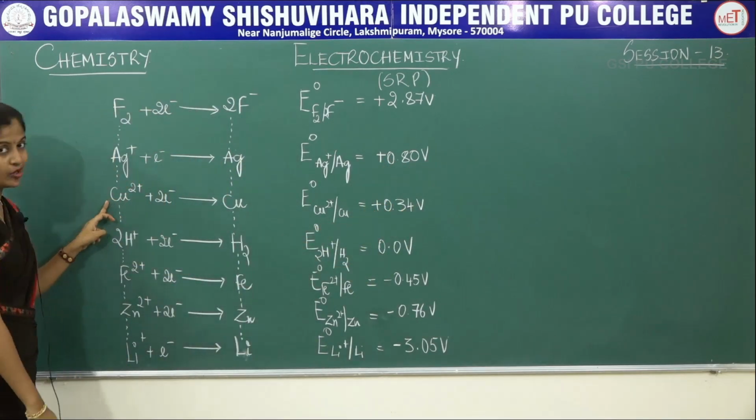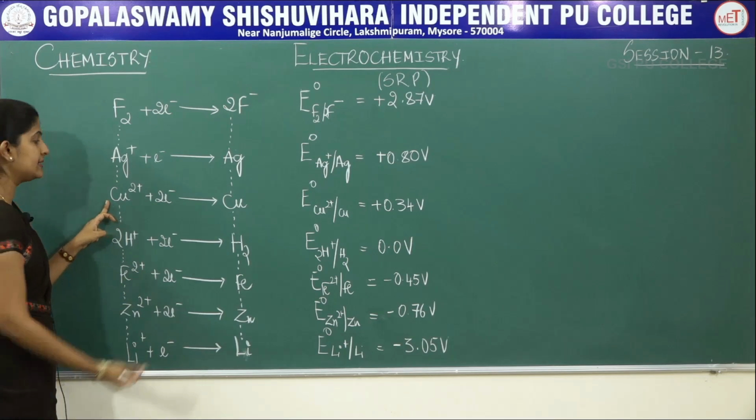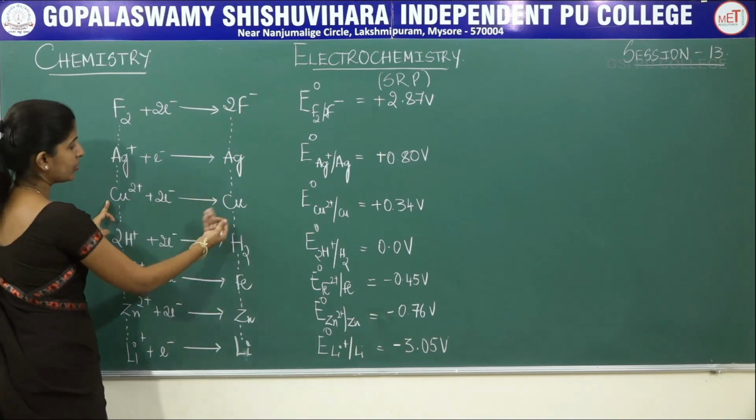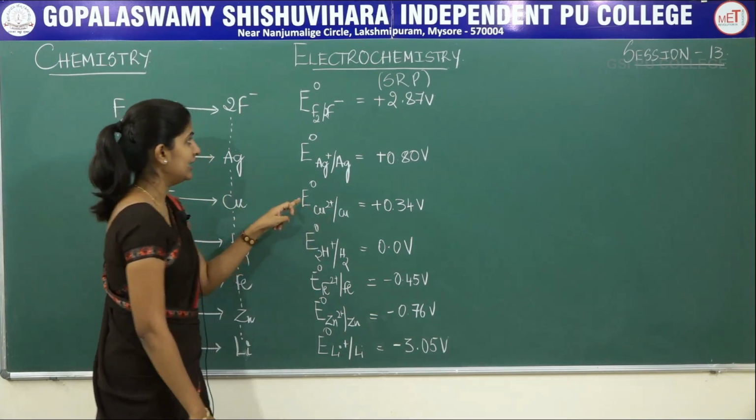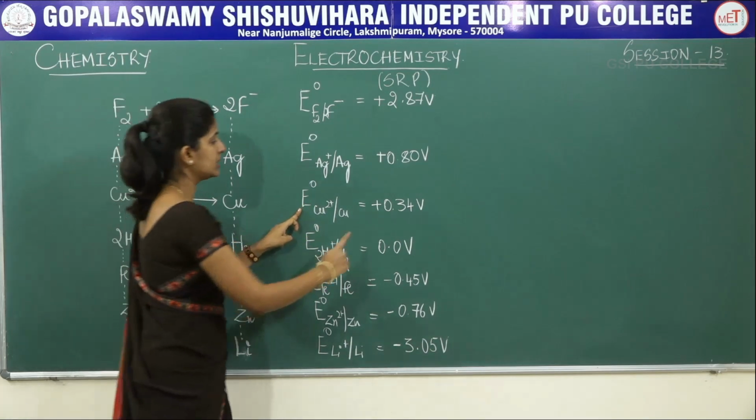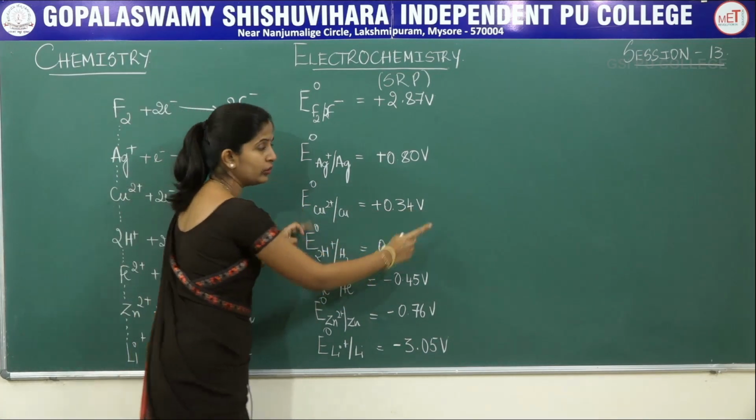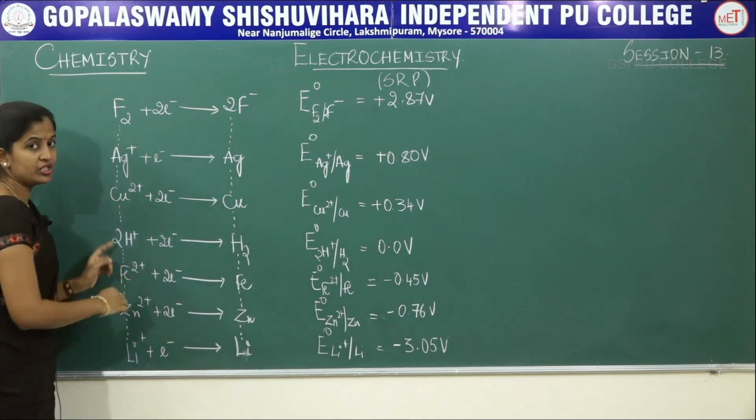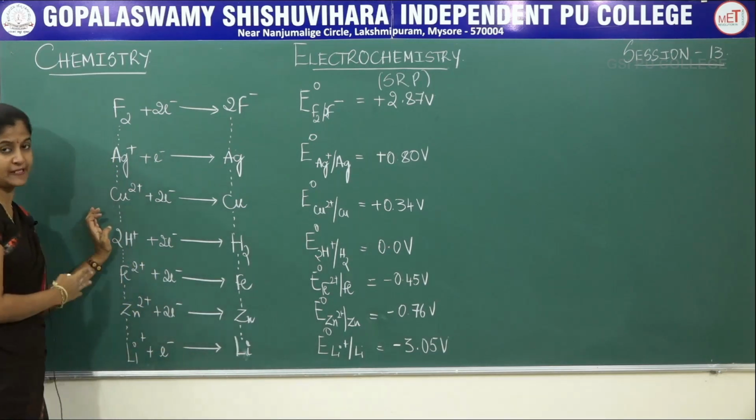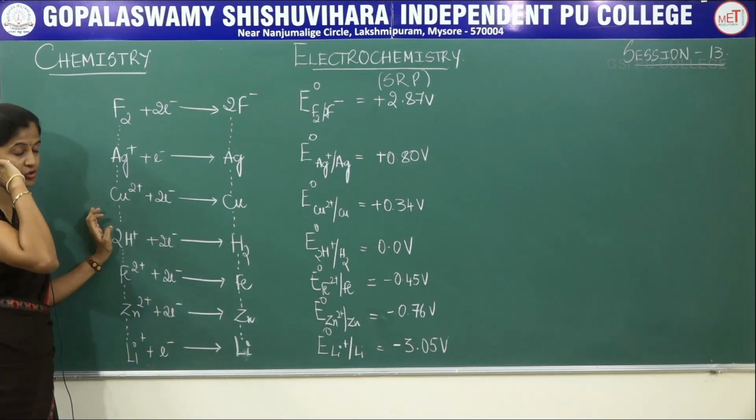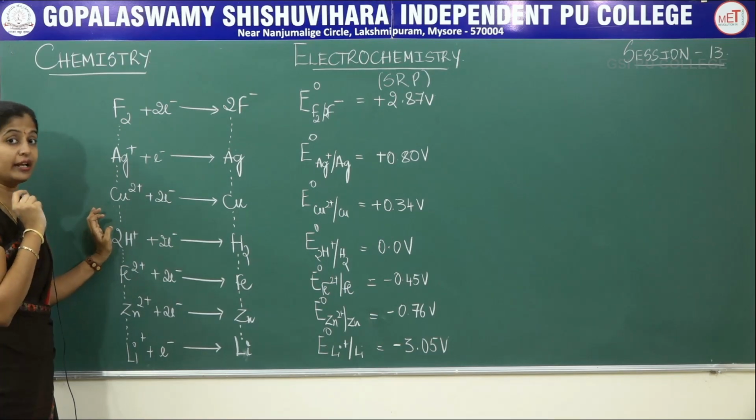The coming element is your copper. Copper, as we have seen in Daniel cell, I have taken copper also. Copper has undergone reduction to give you the electrode potential. Standard reduction potential is plus 0.34 volts. Then hydrogen. Hydrogen has to be taken because it is present in your sheet. It is taken as the standard hydrogen electrode. That is your reference electrode.